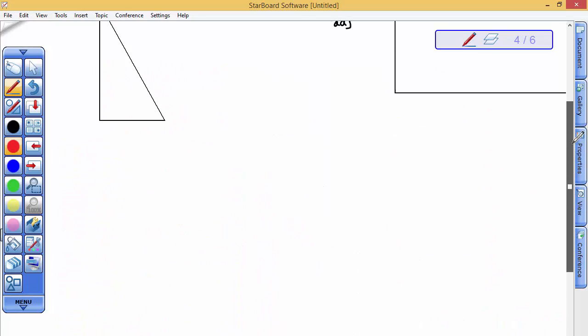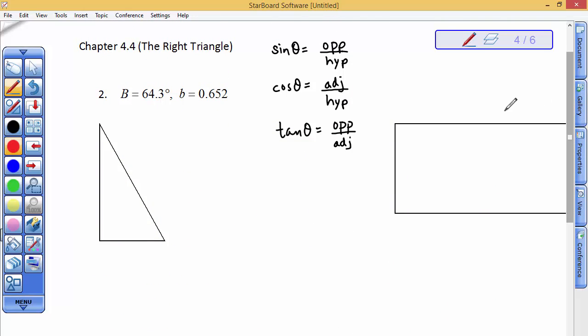All right, let's do it again. Let's just do it a little bit faster. Going up to number 2: angle A, angle B, angle C. And we won't show as much work from now on. So angle B is 64.3 degrees, side B is 0.652, and angle C is 90 degrees. Those three things were my givens.